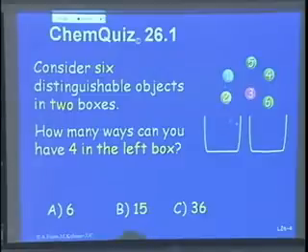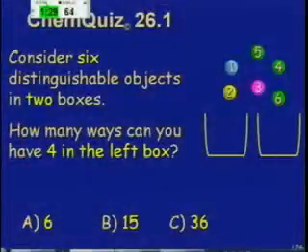So you can have 1, 2, 3, 4 in the left box, and 5 and 6 would be in the right. You can have 1, 3, 4, 5 and 2 and 6 would be in the right box, and so on. Why don't you try to intuitively figure out how many ways can you have 4 of these billiard balls in the left box and 2 in the right box? Is it A, 6, B, 15, or C, 32? Think about this. You can actually count it through, but you also can use statistics.